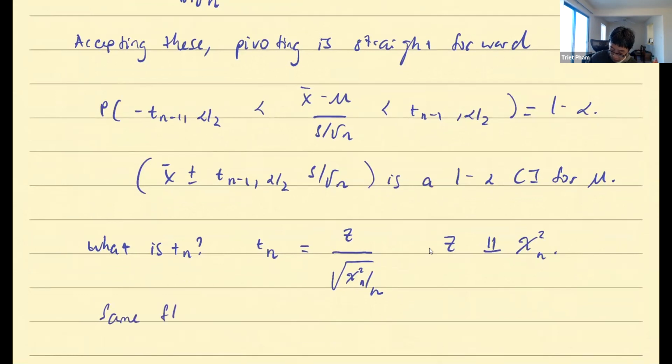I hope you know by now that chi-square 1 is standard normal squared, and chi-square n1 plus chi-square n2 is chi-square n1 plus n2, as long as they're independent.